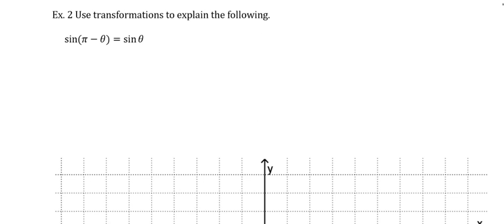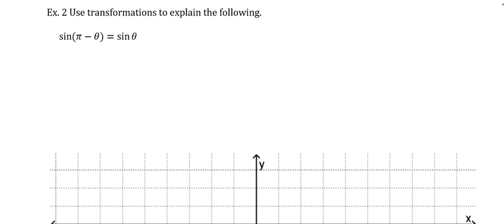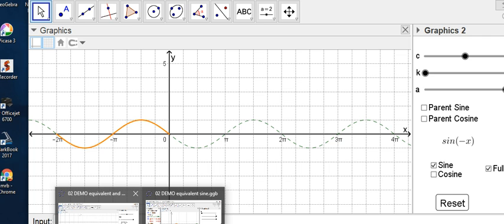Use transformations to explain the following. Oh, is that the one we were just looking at? Oh, no, it's not. Yes, it is. Isn't it? Yeah. Right? We were just looking at this one. Perfect. Okay? We only have 1 minute, but I want to show you, so I'll do it for you. Oh, I'll even do this part.